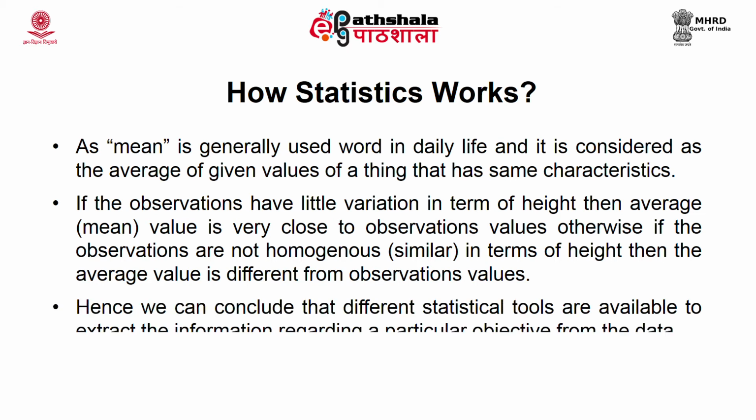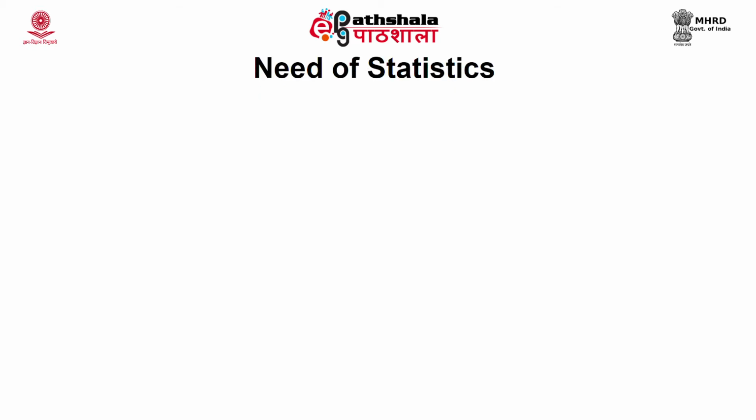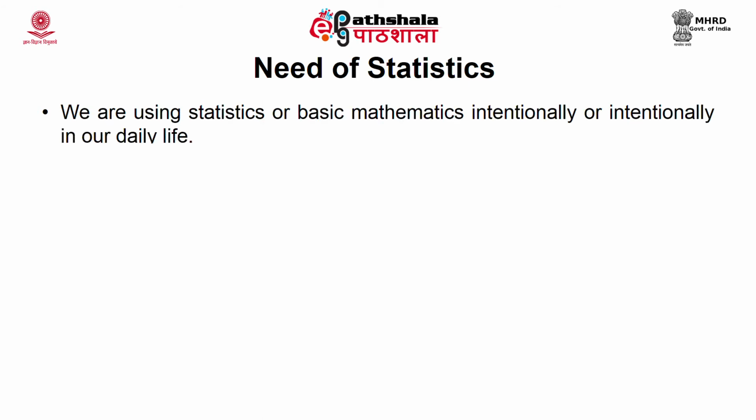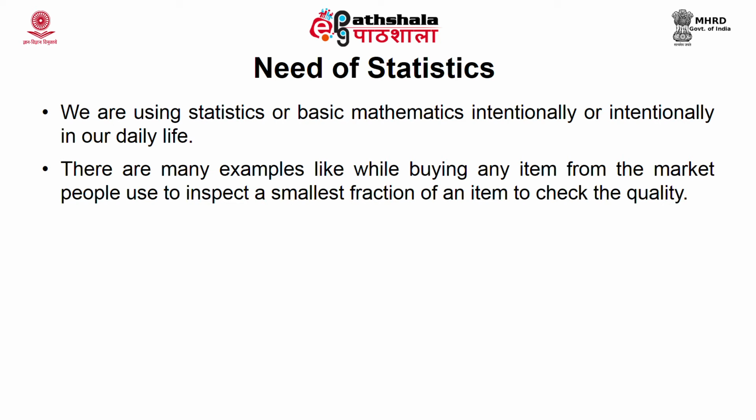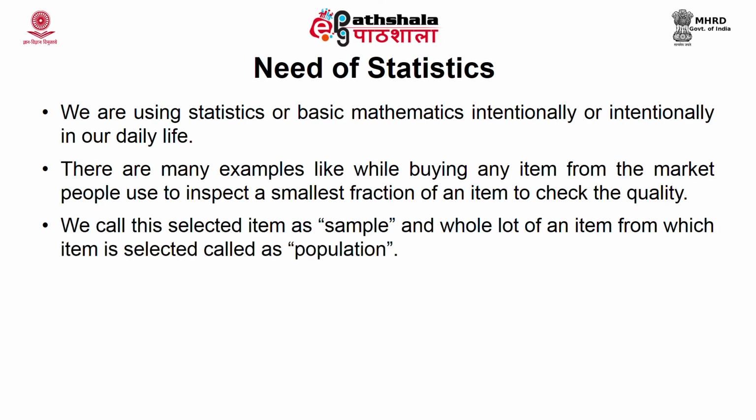Hence, we can conclude that different statistical tools are available to extract information regarding a particular objective from the data. Now we will consider the need for statistics, why we are using statistics in our daily life. We are using statistics or basic mathematics intentionally or unintentionally in our daily life. There are many examples, like while buying any item from the market, people inspect a small fraction of an item to check the quality. We call this selected item a sample, and the whole lot of items from which the item is selected is called the population.